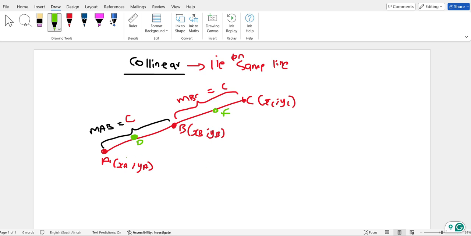So if we want to prove that they lie on the same straight line, just prove that the slope between any two coordinates that lie on the same line, anywhere on this line, is constant.